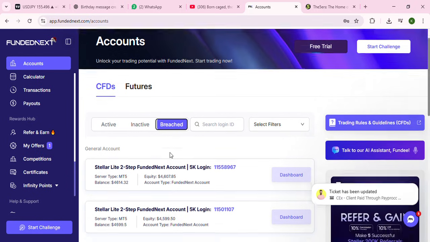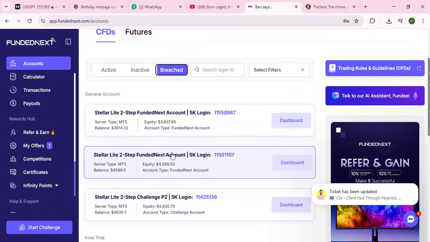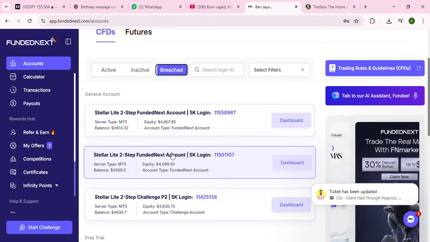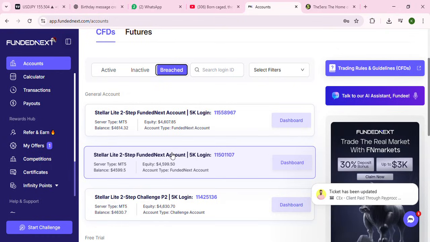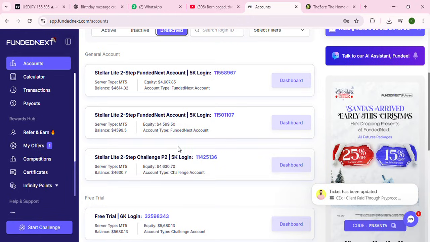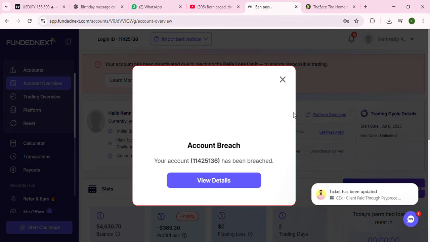So now let's go to where things got bad. I got funded twice. For the first account, which is the last one I have shown you, I got phase 2, but I ended up blowing phase 2. Let's start with it. The last one, which is now phase 2, you can see that. Your account has been breached.